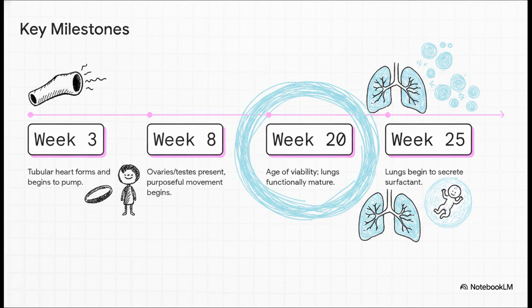Ovaries or testes are present, and purposeful movement actually begins, but I want you to heavily highlight week 20 in your notes. This is known clinically as the age of viability. At exactly 20 weeks, the lungs have matured just enough functionally for the fetus to potentially survive outside the uterus. However, and this is a big however, because the respiratory and neurological systems are still profoundly immature at this stage, survival strictly requires highly specialized, round-the-clock neonatal intensive care.